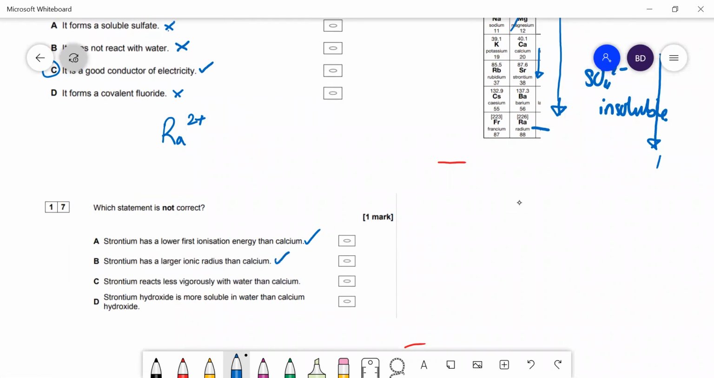Strontium will react less vigorously. No, it won't. It will react more vigorously, so that's wrong because as you go down the group, they get more reactive, just like the alkali metals do. And strontium hydroxide is more soluble than calcium hydroxide. As you go down the group, you get an opposite trend with the hydroxide solubilities. The hydroxides become more soluble. So that one is also correct. So C is the answer there.